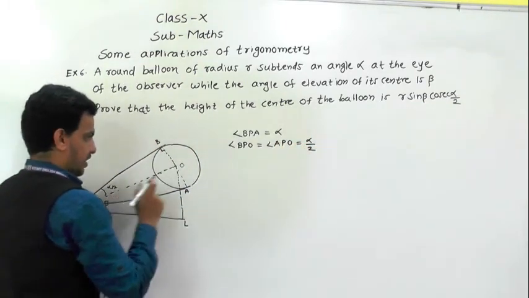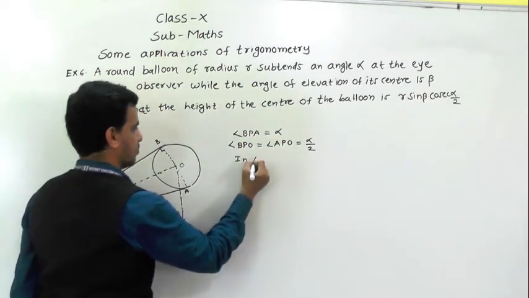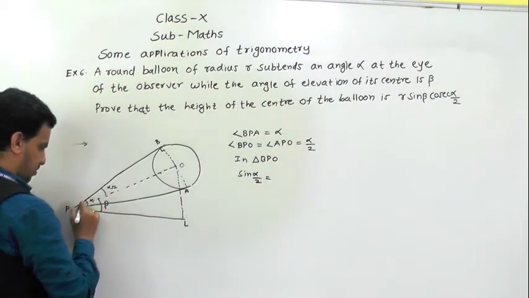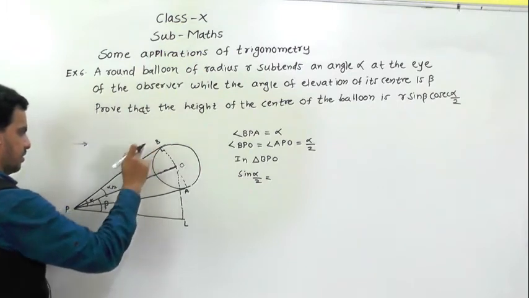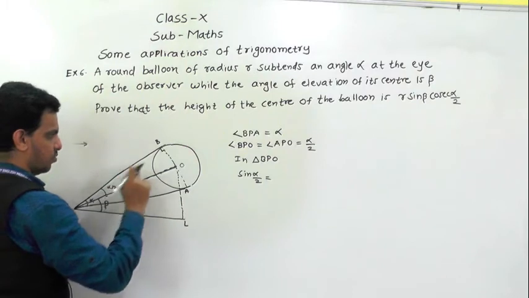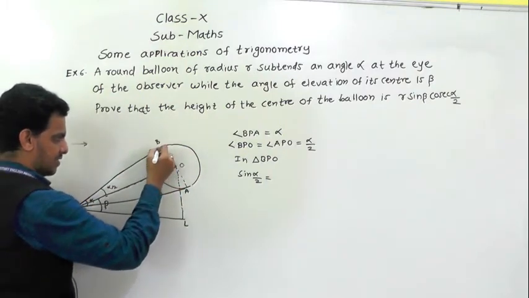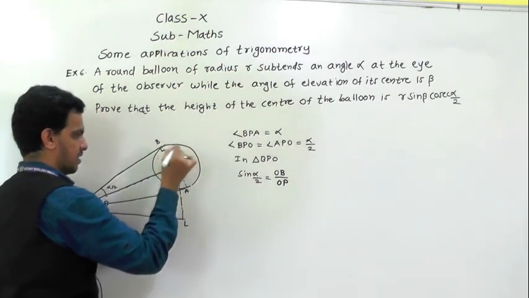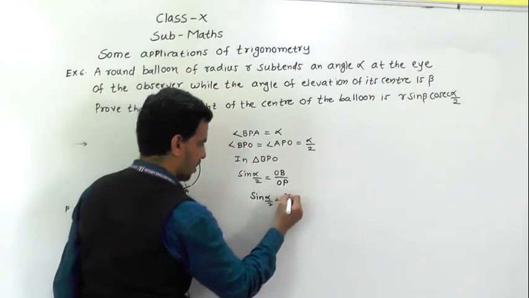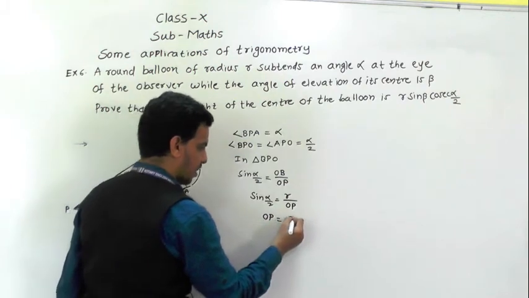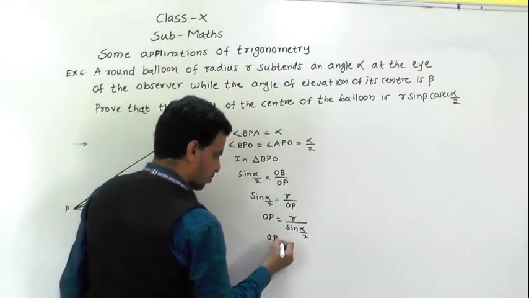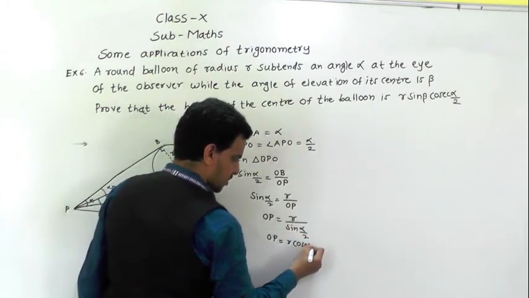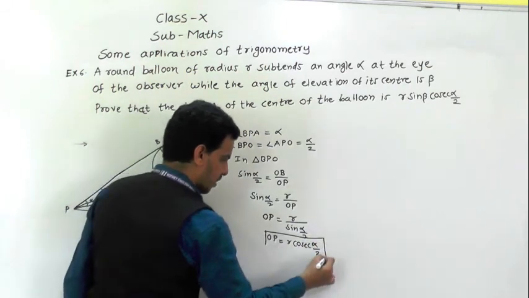Okay. Now next, in triangle BPO, if we take sine alpha by 2 is equal to, means this triangle we have to consider, triangle BPO. So in this triangle, sine alpha by 2 is equal to OB upon OP, because this angle is the right angle, so OP is the hypotenuse. So OB upon OP, okay, OB is the radius, that is R. So sine alpha by 2 is equal to R divided by OP. So OP is equal to R upon sine alpha by 2. So here sine alpha by 2 is in the denominator. So 1 upon sine alpha by 2 is cosec alpha by 2. So the value of OP is R cosec alpha by 2.